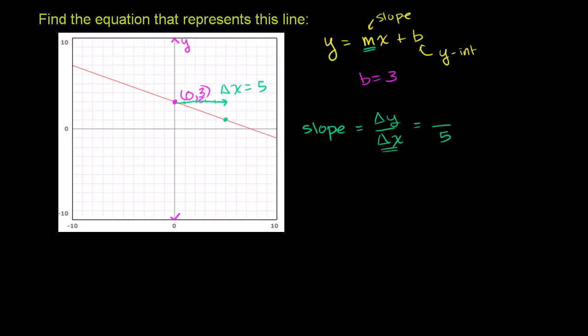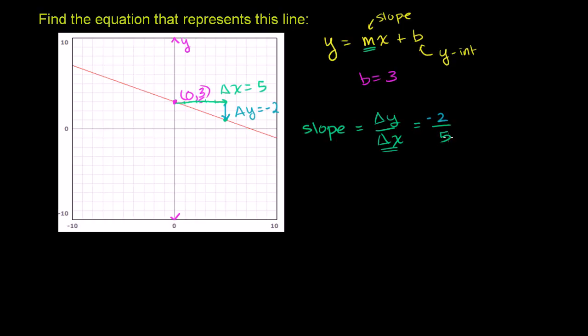Now what's our change in y? Well, we had to go down 2. So our change in y, when our change in x is positive 5, is negative 2. We're going down. We're decreasing in y. So our change in y is negative 2. So our slope is negative 2/5.